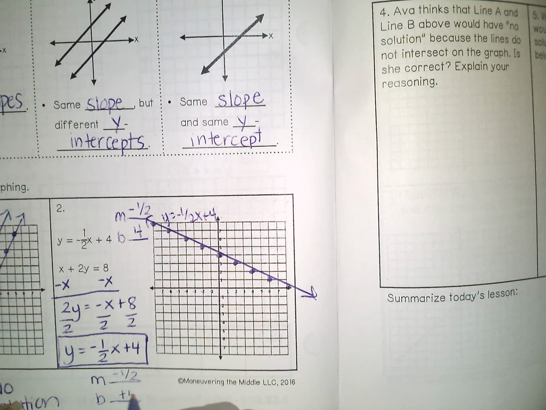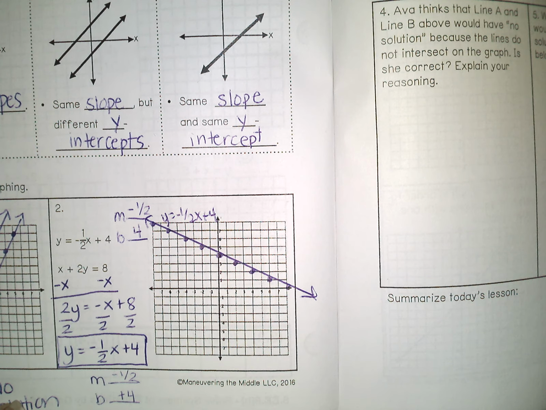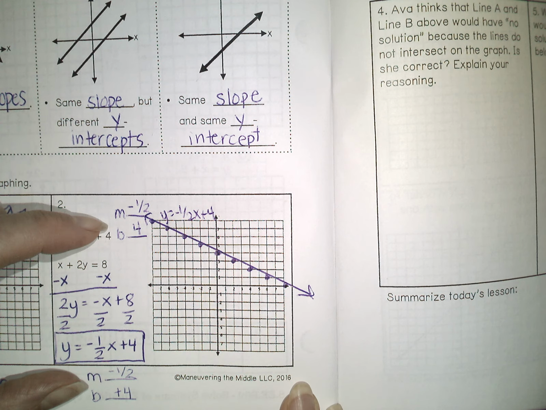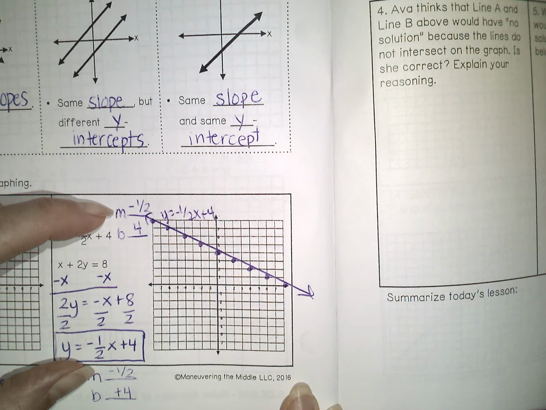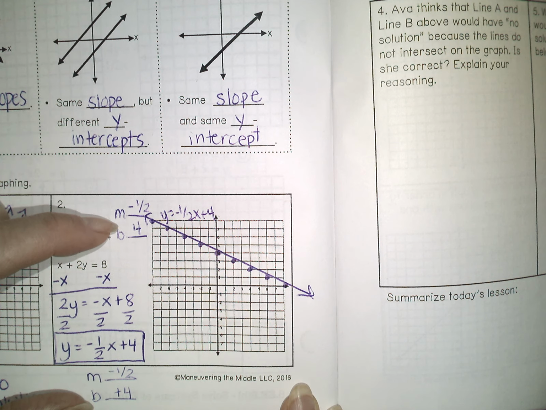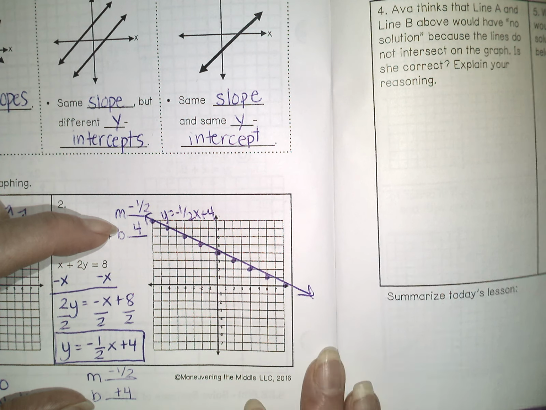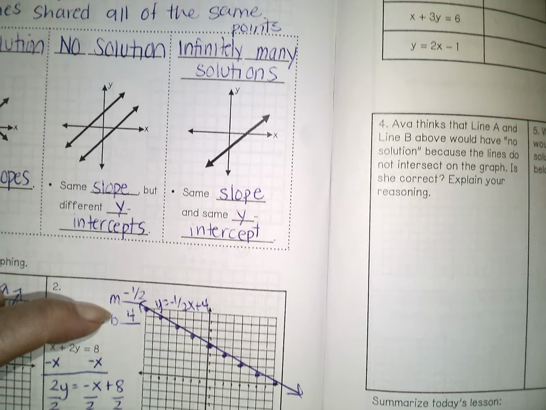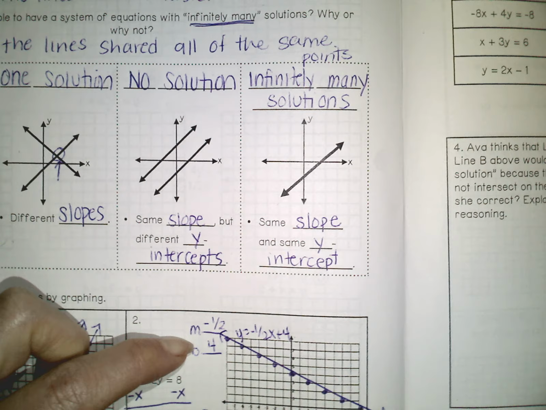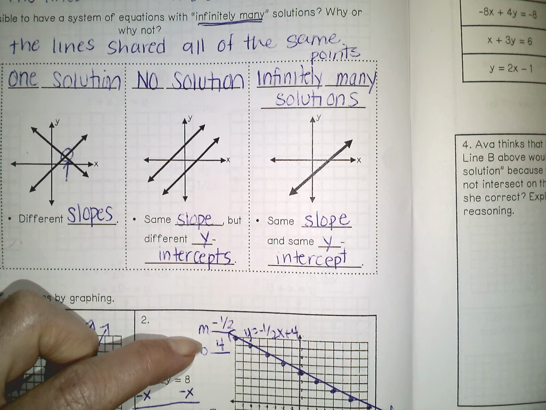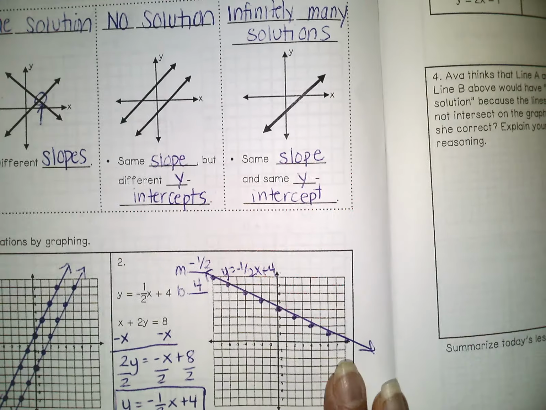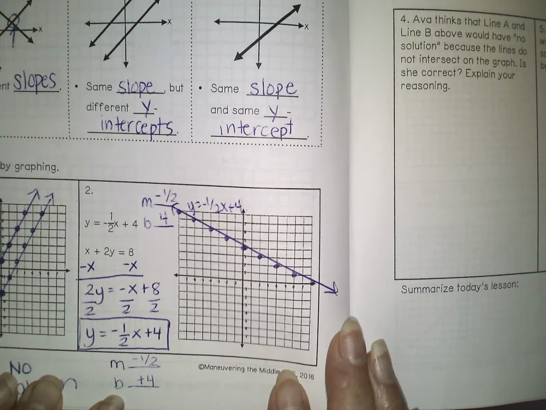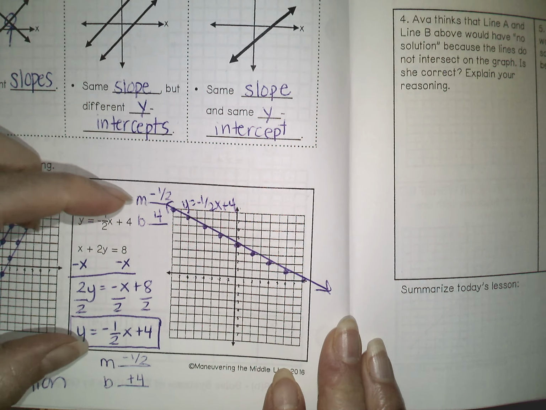So here let's identify our slope and our y-intercept, -1/2 and +4. So take a peek. What do you notice immediately before we even graph the second graph about the slope and the y-intercept? What type of solution do you think from up above we are going to have? Hopefully you answered infinitely many solutions.